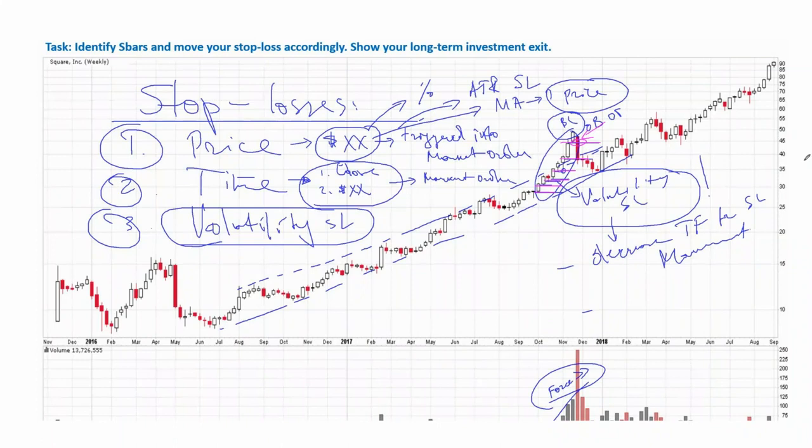The time stop loss is going to be associated with some kind of timing tool, timing reference. So for instance, we could say that if the price goes below this level and at the close it is below that level at the close of that bar, then we are exiting. And that would be our time stop loss based on the time period identification. We're also going to have volatility stop losses.